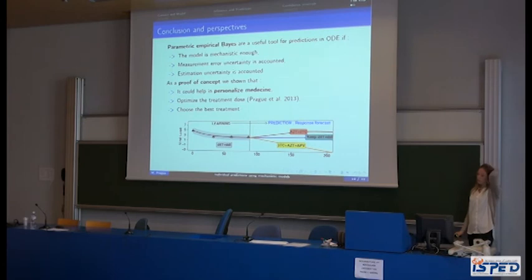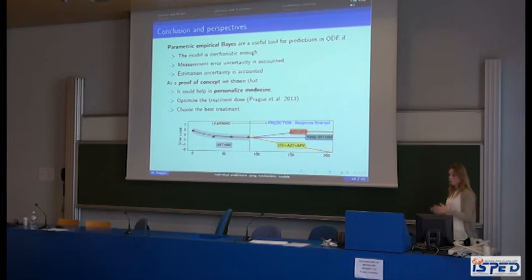So just as a conclusion, I will say that parametric empirical Bayes is really useful in mechanistic models to do predictions, and predictions are also really good because when you look at prediction, you can see whether your model is mechanistic enough. Because sometimes you can have a model that will fit the data, but predictions are really bad. So if it's not, then maybe you must add some compartment to your ODE model or try to find another model. And then it allows us to account for measurement error and estimation uncertainty.